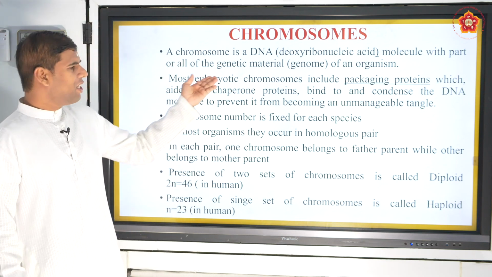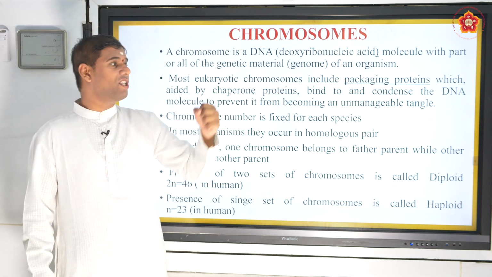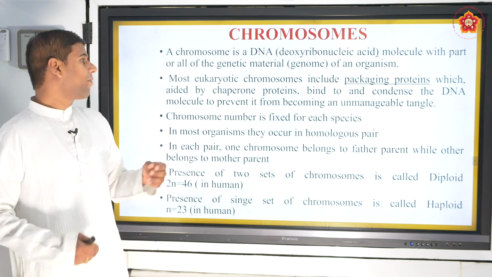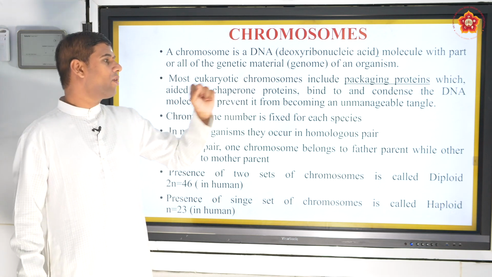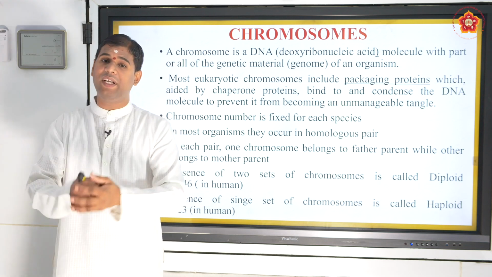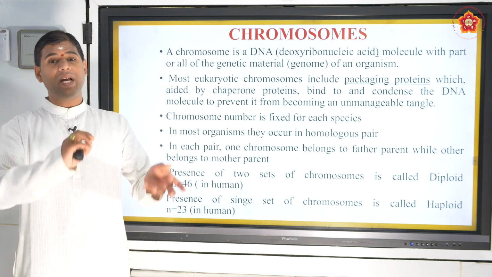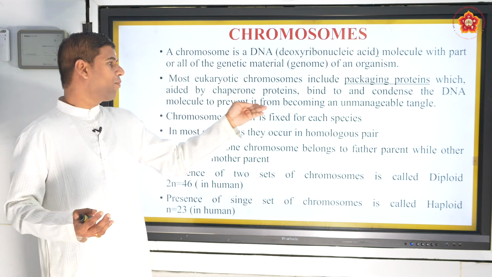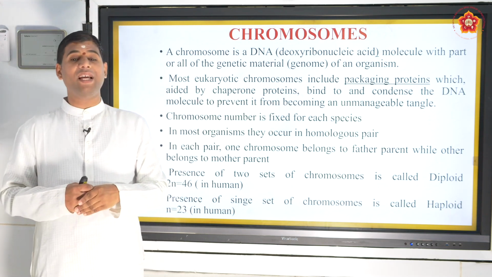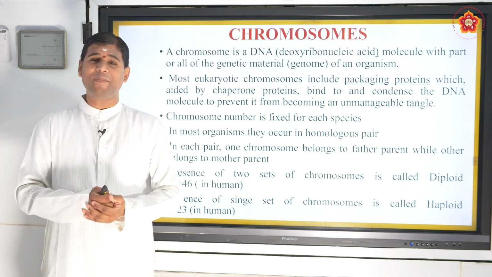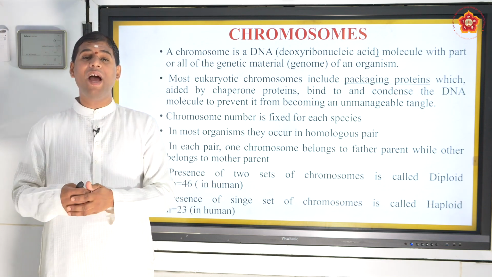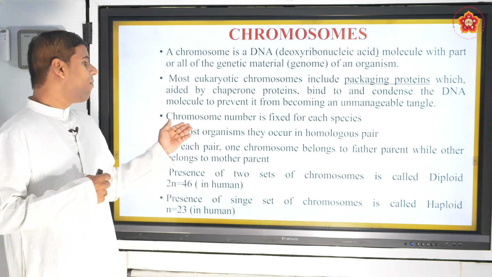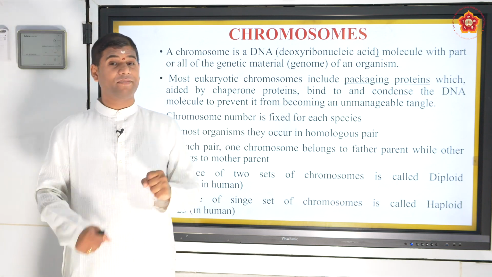And then, mostly eukaryotic chromosomes include packaging proteins, which are an integral part of it and are aided by the chaperone proteins which bind and condense the DNA. So they bind to the DNA and prevent the DNA molecule from becoming an unmanageable tangle. Suppose you just leave it like that, it is unmanageable, but now it becomes a great fix. And here the chromosome number is fixed in each species.